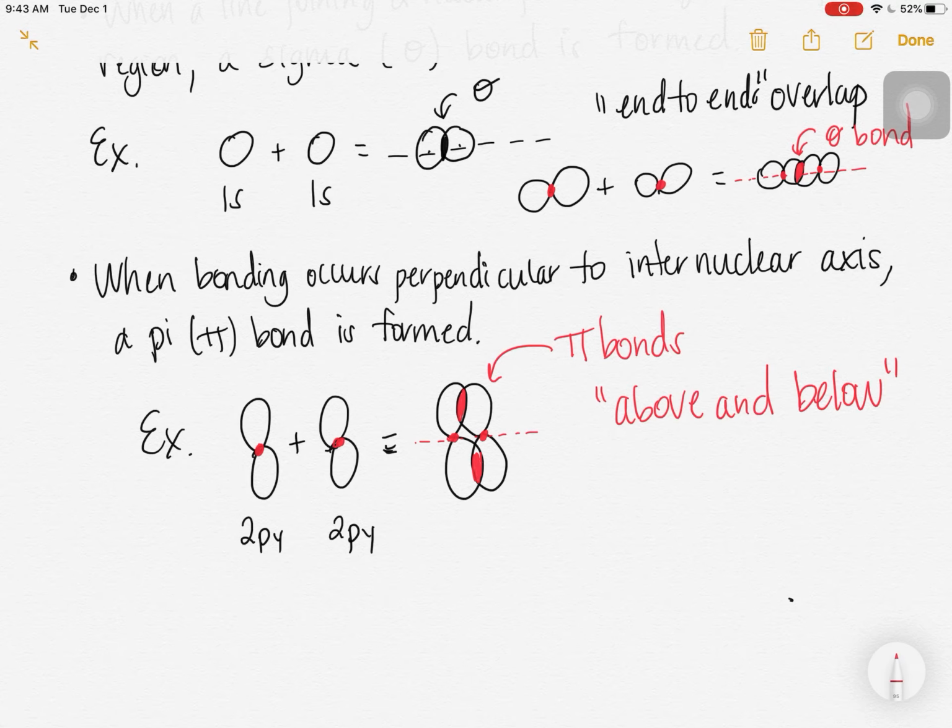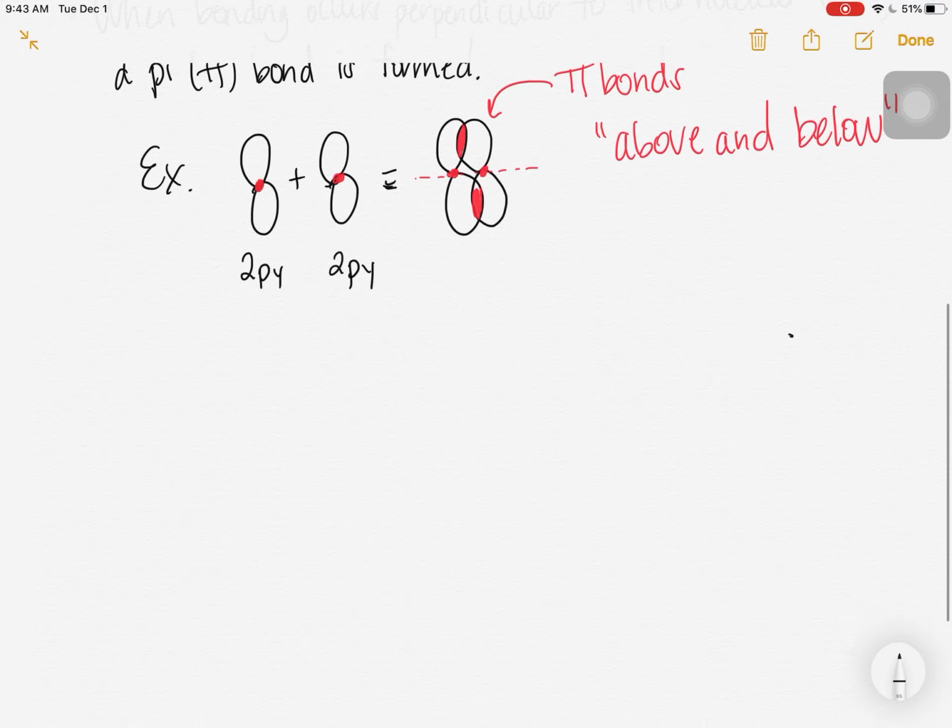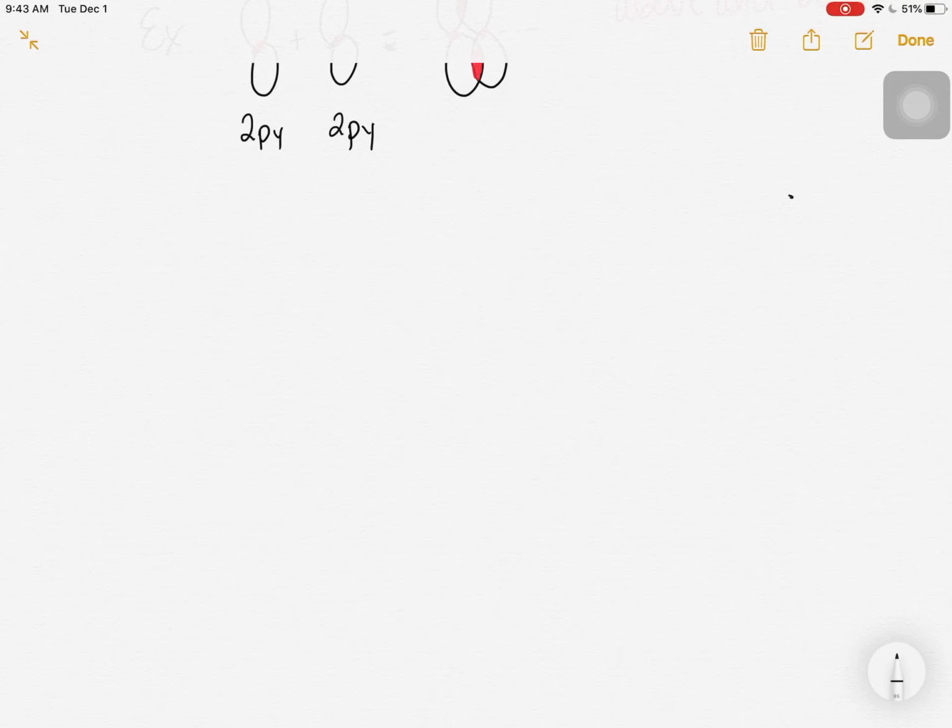So I hope you can see the difference in those two, where sigma is an end-to-end bond along the internuclear axis, and a pi bond is where your overlap is occurring not along the internuclear axis. Again, in my kind of silly terminology, it's occurring above and below the internuclear axis. So how does this affect us in our discussion?